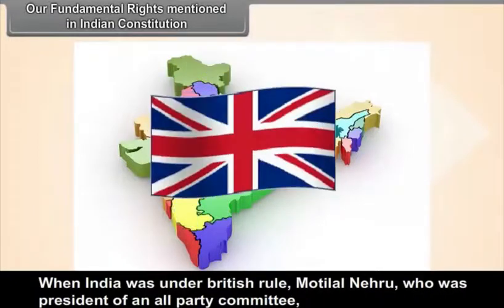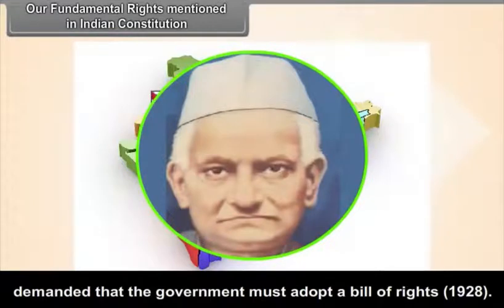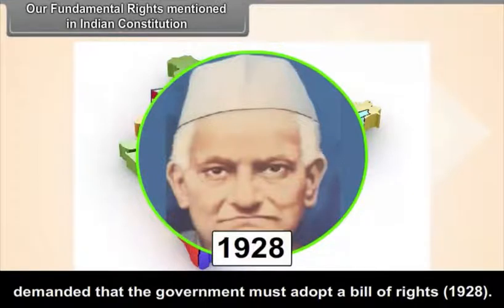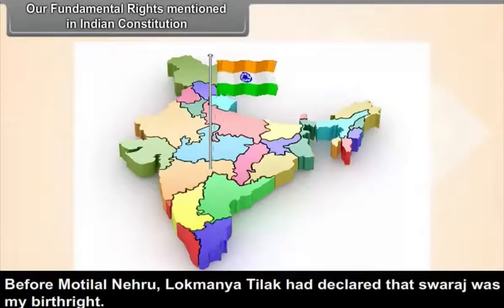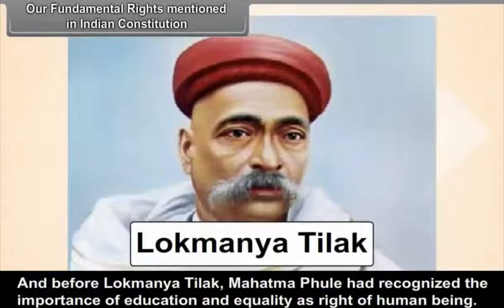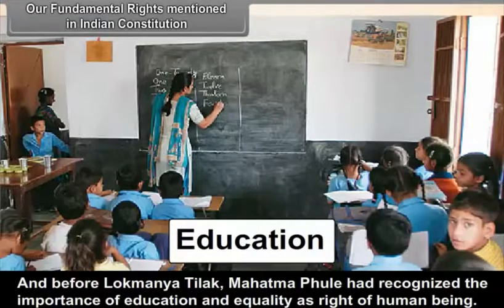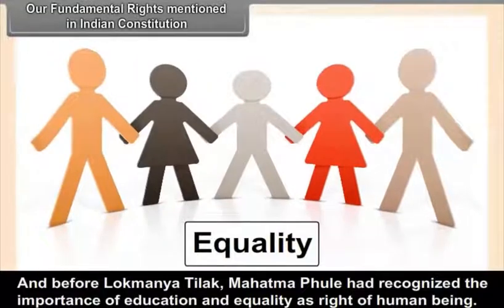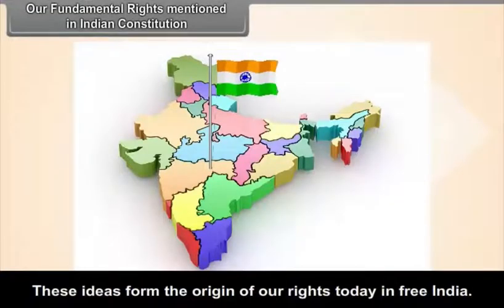When India was under British rule, Motilal Nehru, who was president of an all-party committee, demanded in 1928 that the government must adopt a Bill of Rights. Before Motilal Nehru, Lokmanya Tilak had declared that Swaraj was my birthright. And before Lokmanya Tilak, Mahatma Phule had recognized the importance of education and equality as rights of human beings. These ideas form the origin of our rights today in free India.